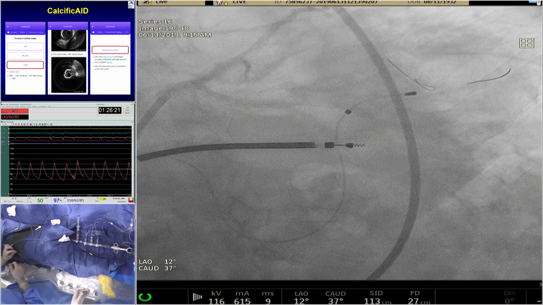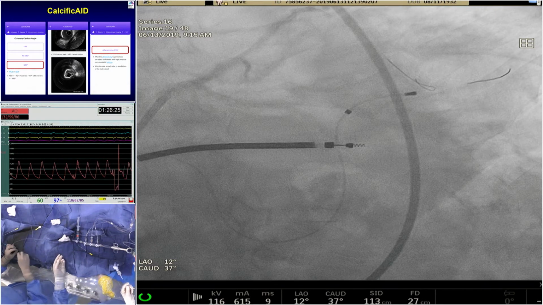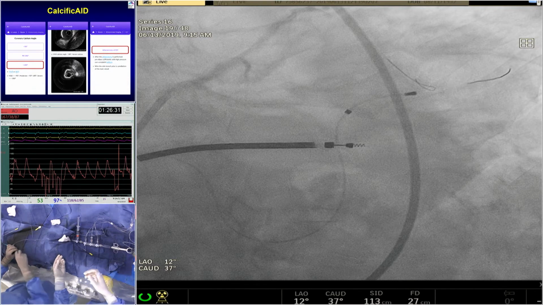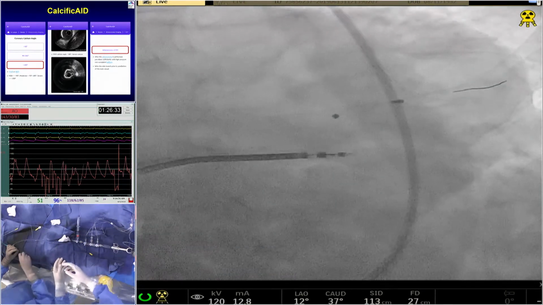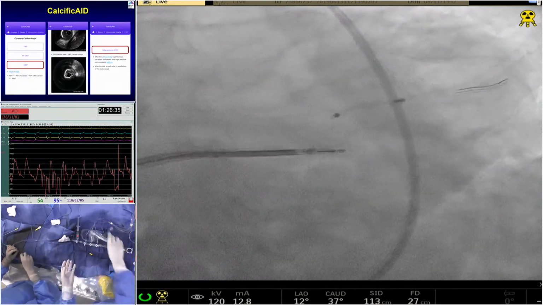But anyway, Alex, and then we'll finish with Dr. Louvard. So my original plan was to do provisional cross to the circ, but now that there was a lot of predilatation and preparation in the LAD, I think we're committed to two stents.